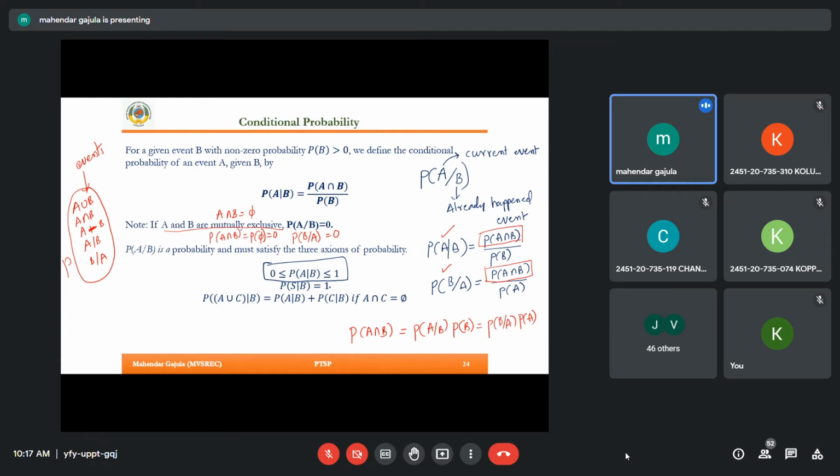And the second one is probability of sample space given B is always 1. And the third one, probability of A union C given B is equal to probability of A given B plus probability of C given B, if A intersection C is null set. This is axiom 1, axiom 2, third axiom for conditional probability.